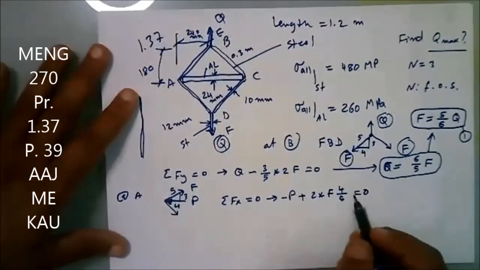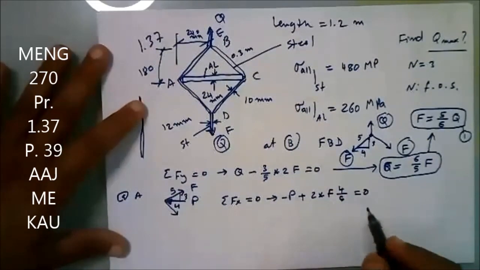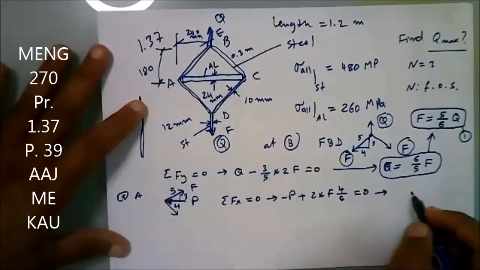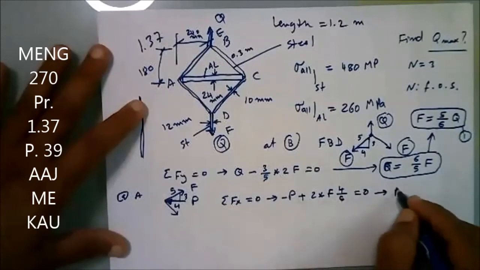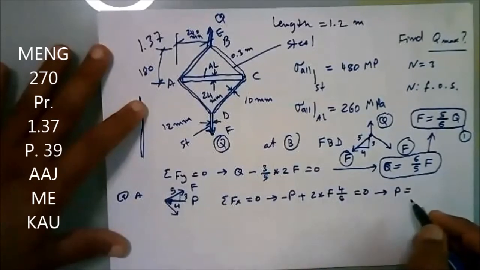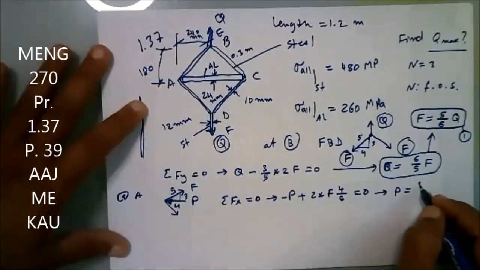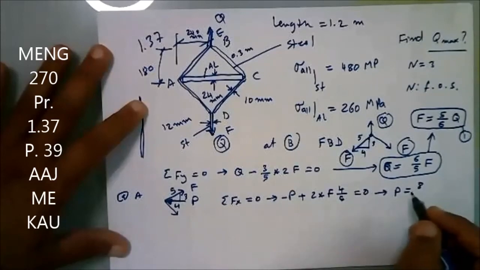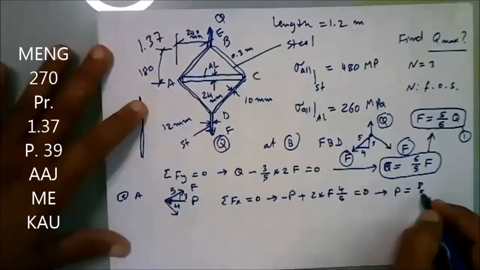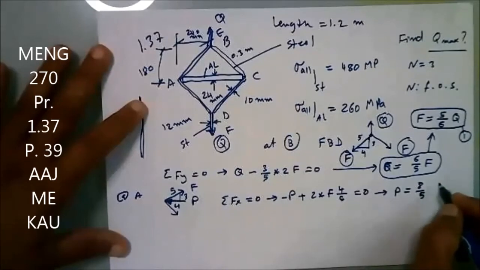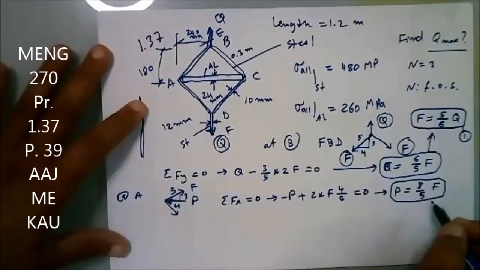What does this lead to? P, let's take P to the other side, is equal to 8 over 5 times F. Again, this is a function of F.